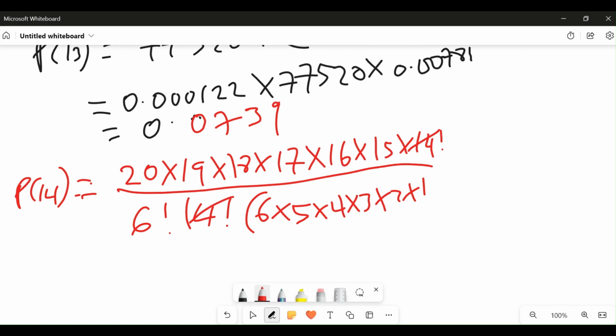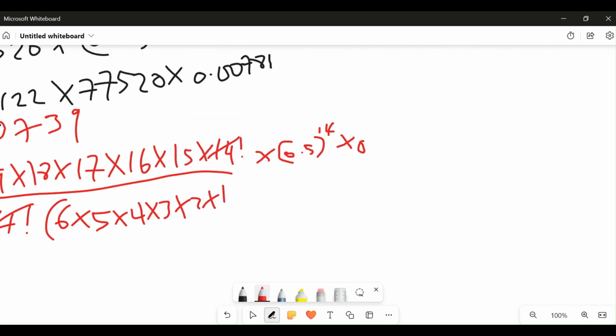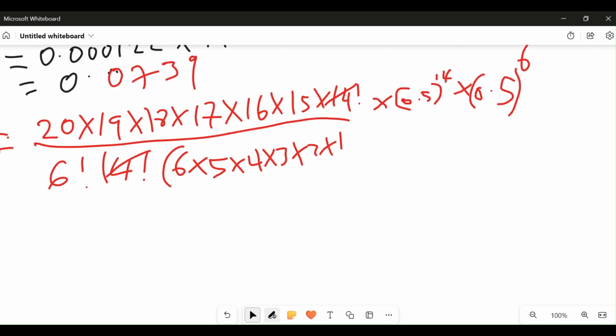Everything here will be multiplied by 0.5, which is the probability of success, raised to power of 14, times 0.5 raised to power of 6. All right, so let's get on to our calculator and let's see what we get when we multiply all this.